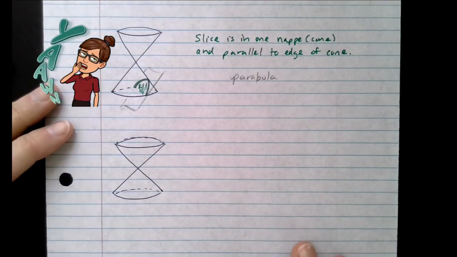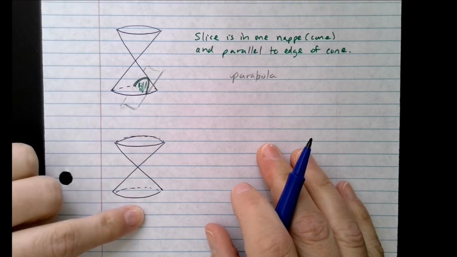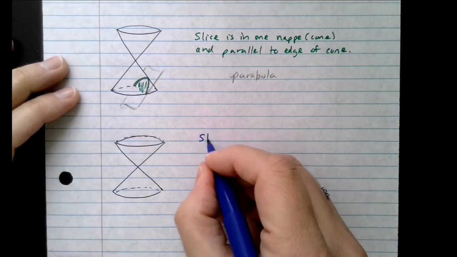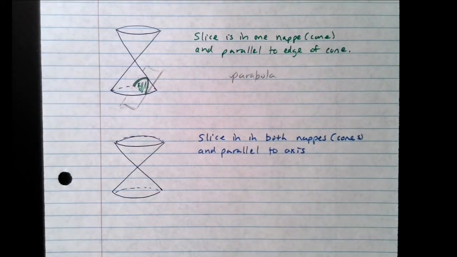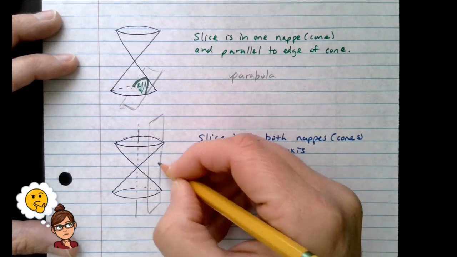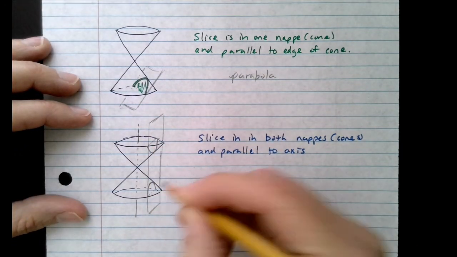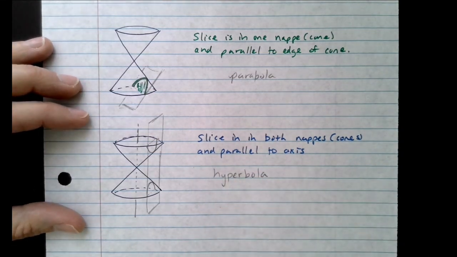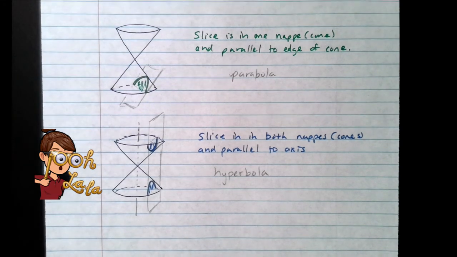In this last slice, it's going to go through both naps this time, so both cones, but it's going to be parallel to the axis. What I create is something called a hyperbola. So when you graph a hyperbola, there are literally two branches evident there.